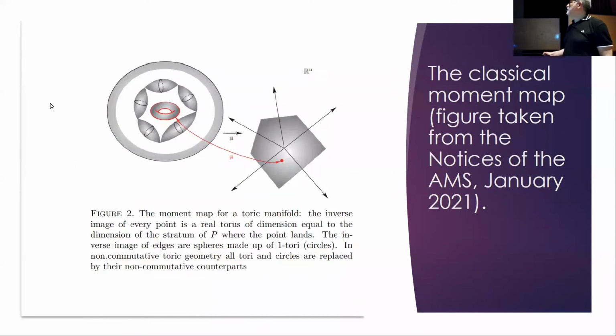So the situation looks a little bit like this. Here you have the moment map. Here you have the convex polytope. Here you have the fixed points corresponding to the vertices. And there you have the inverse image of a typical point, which is a real torus.